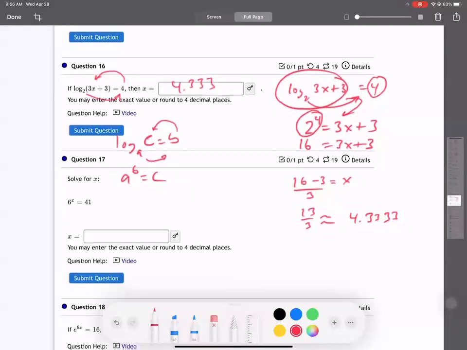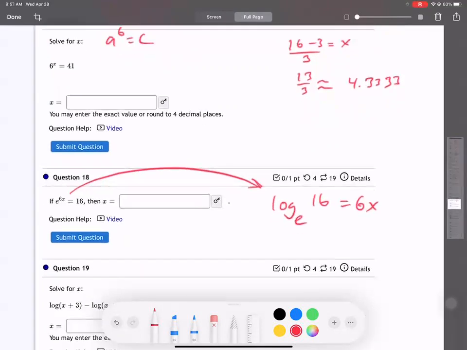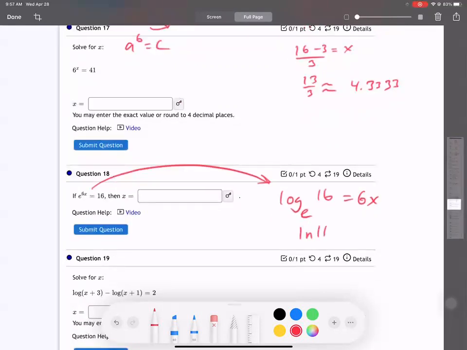Okay, let's do number 18. Now, which special log can we use to solve for this? Let's go ahead and rewrite this as a log problem. Log, what's the exponent? The exponent is 6x, and the base is e, and this answer is 16. So if I rewrite it like this, we said log base e is a special log for us, so that's natural log. So we can switch this to natural log. And from this point on, we can just divide both sides by 6. x is equal to natural log of 16 over 6.